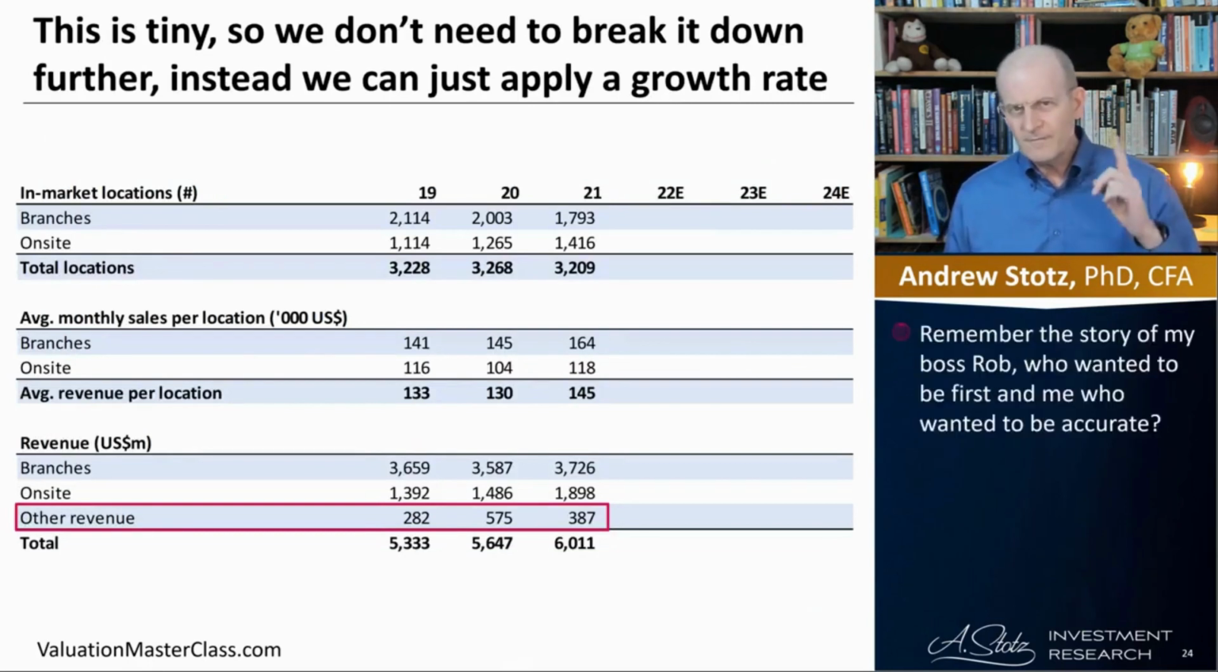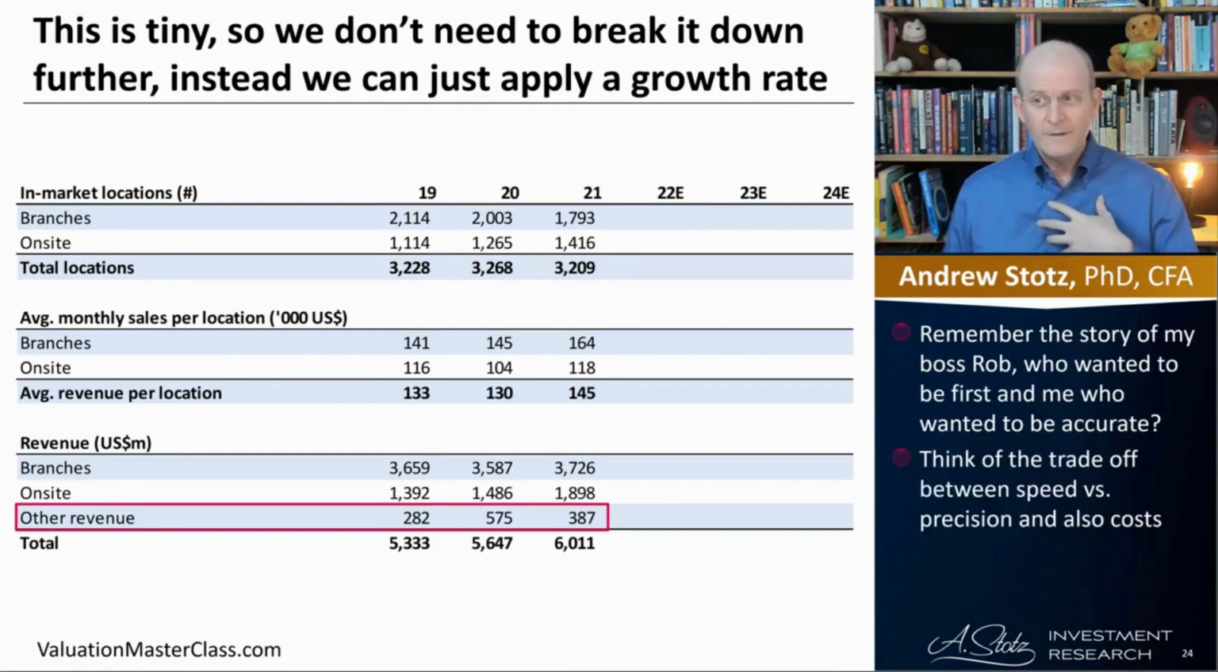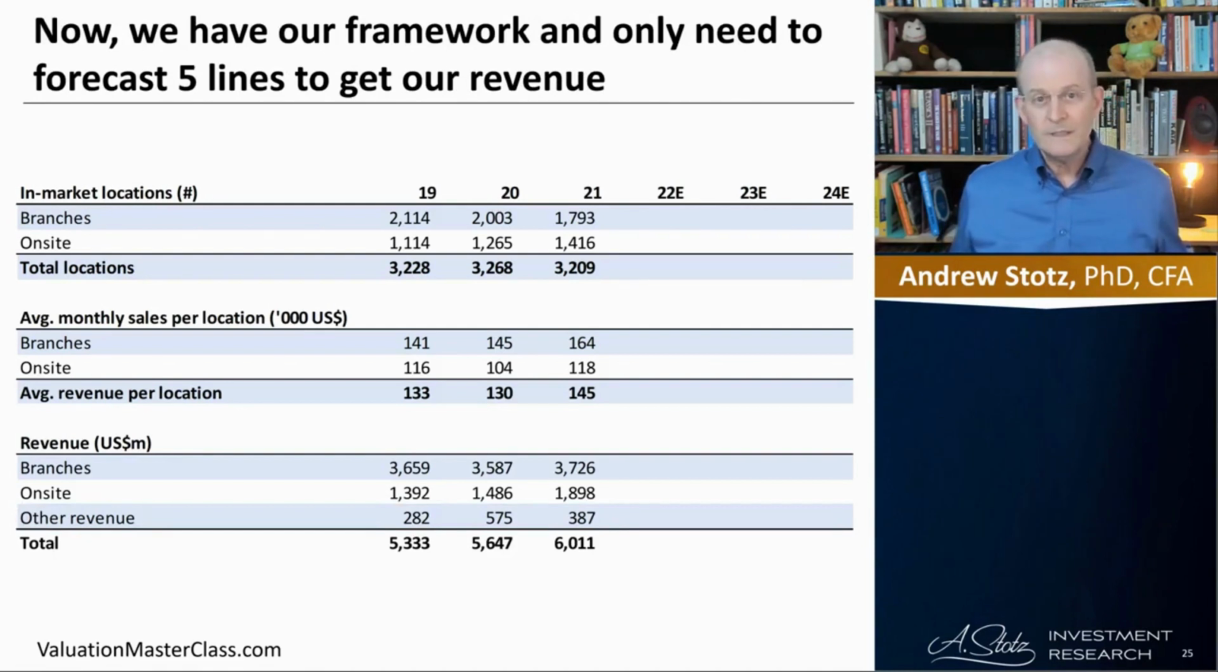Remember the story of my boss, Rob, who wanted to be first, and me, who wanted to be accurate? Think of that trade-off between speed and precision and also the cost of doing it. And when you do that, you can realize it's not worth it to spend time trying to figure out what that other revenue is. Learn to be efficient with your time. So now we have our framework, and we only need to forecast 5 lines to get our revenue. It's those two, the branches and the on-sites, and it's the sales per location, and then the other revenue.